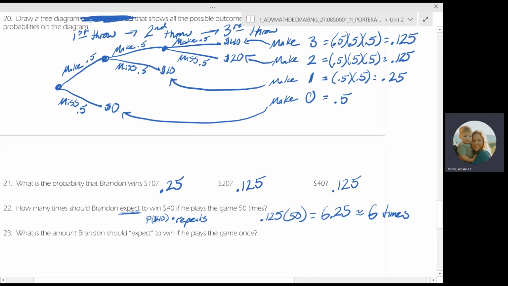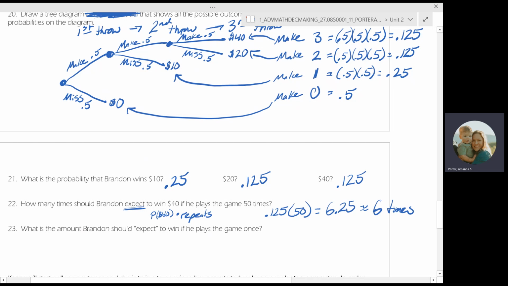Next question, what is the amount Brandon should expect to win if he plays the game once? Okay, so expect means, again, let's multiply probabilities times the amount we're going to win. It turns out I'm just going to add things together. So this is almost like an average. It's like a weighted average is a better word to say there. I would say this is very similar to a weighted average.